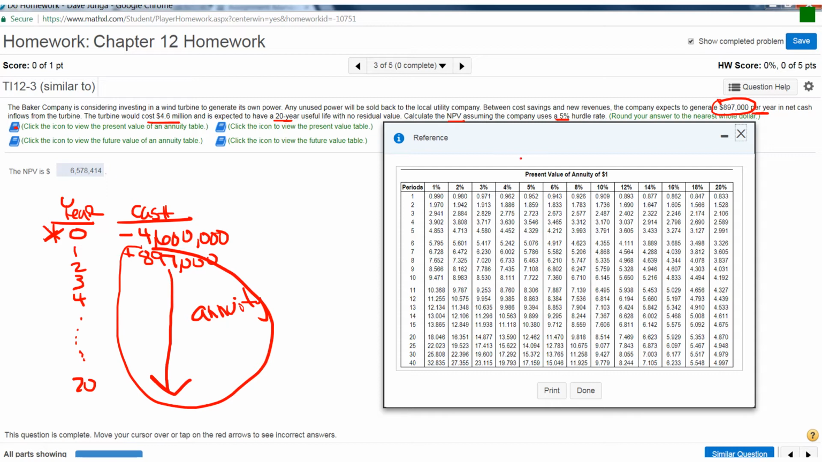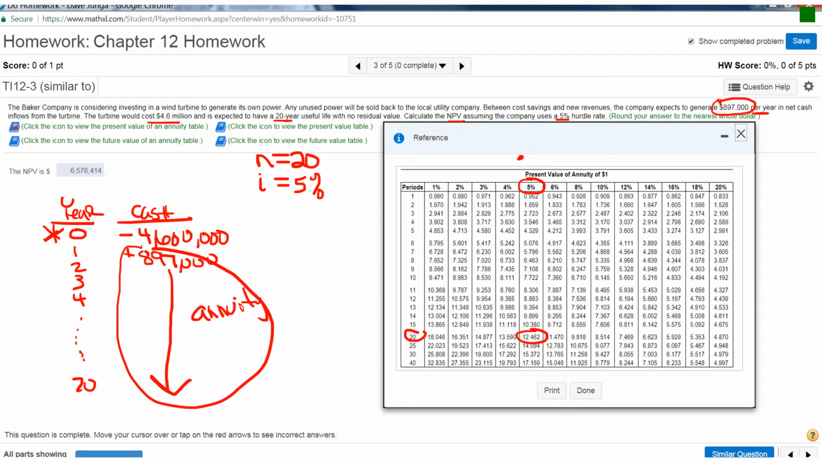So we go to this present value of annuity of $1. And so what you do is, I'm going to write this up here. The time period here, N, is equal to 20 years, and I, which is our interest rate, is 5%. So using the table, I locate the 5%, and then I find the number of periods, which is 20. And where this intersects is this number right here. This is our present value table, which is 12.462. So we're going to multiply this table factor by our $897,000 cash flow.